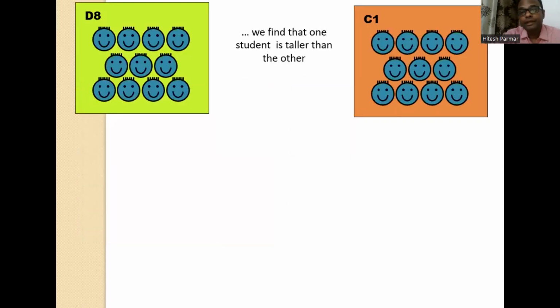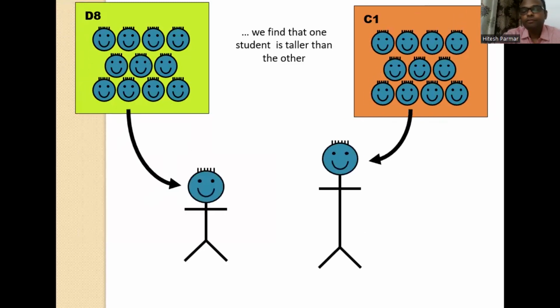And obviously, when we compare their height, we find that one student is taller than the other. Why? What could be the reason? Can you think of some reasons why one student may be taller than the other? You may be thinking that maybe it is genetics. You may be thinking that maybe it is an age difference, or you may have certain other reasons in your mind.